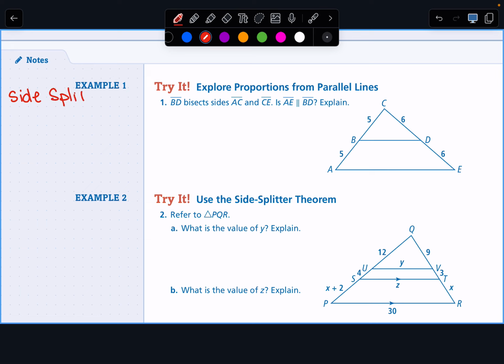Our book calls this theorem the side splitter theorem. What I want you to do is draw a triangle. And I changed my mind. Okay, I want you to draw a triangle where we have a parallel line thrown in there.